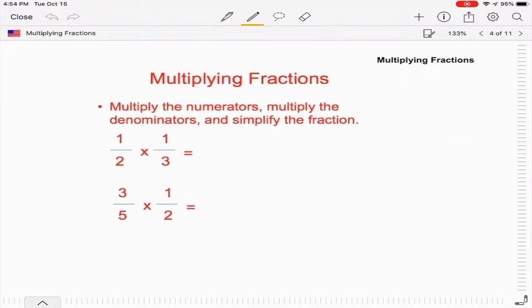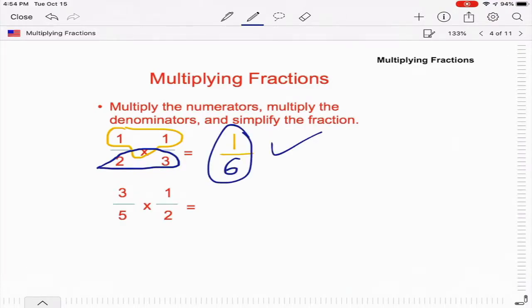Okay, so we'll just do these two. So again here, right, I check to see if I can reduce first. Can I reduce 1 over 2? No. Can I reduce 1 over 3? No. Can I reduce 1 over 2? No. Can I reduce 1 over 3? No. Because here I couldn't reduce at all, I just multiply and I'm done. If you can't reduce here, you don't need to worry about reducing here. So 1 times 1 is 1. 2 times 3 is 6. My answer is 1 over 6.